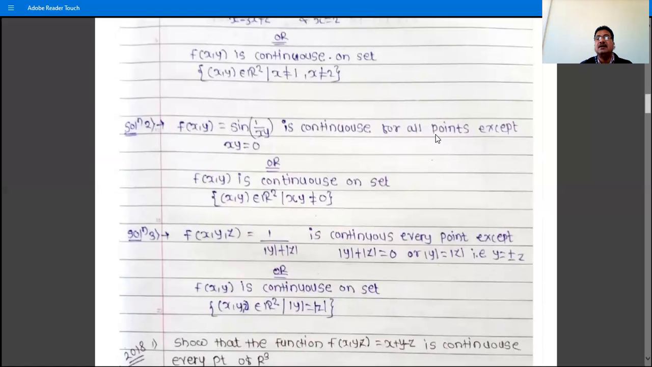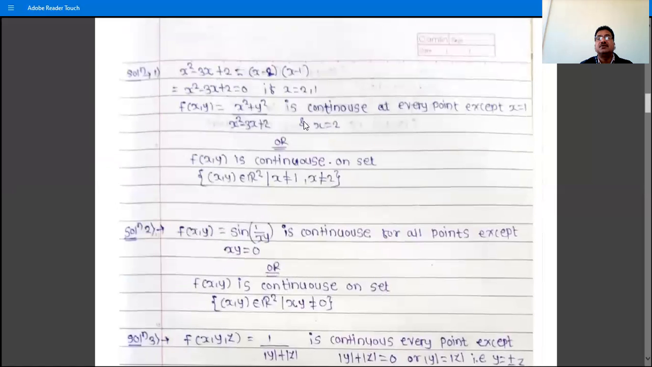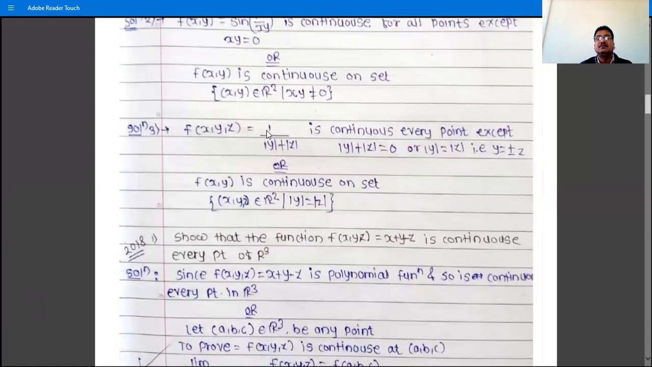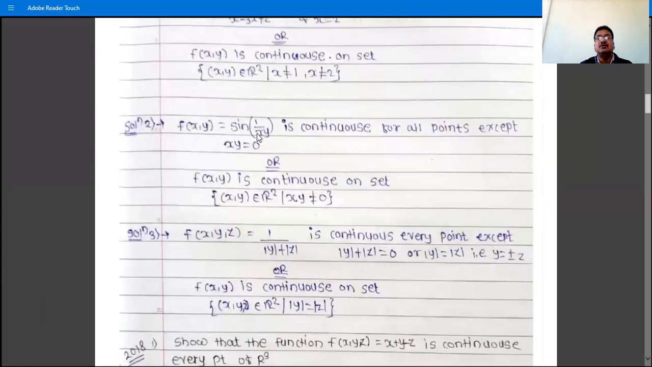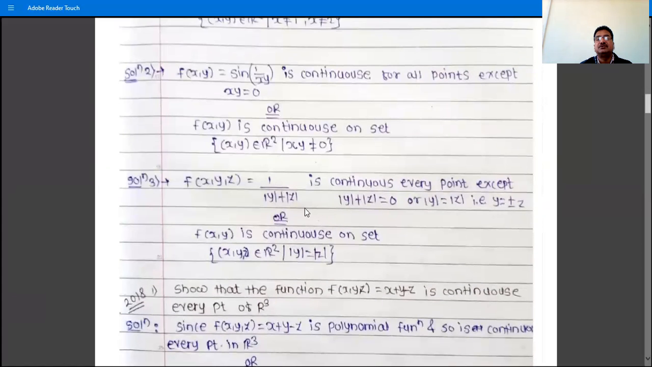So here it is continuous if x is not equal to 1 and x is not equal to 2. Except means if x is 1, then the function is discontinuous. When x is not equal to 1, then the function is continuous. Like that, if xy is 0, then the function is discontinuous. So the function is continuous on every point (x, y) belongs to R squared where xy is not equal to 0. Then the third problem is what?